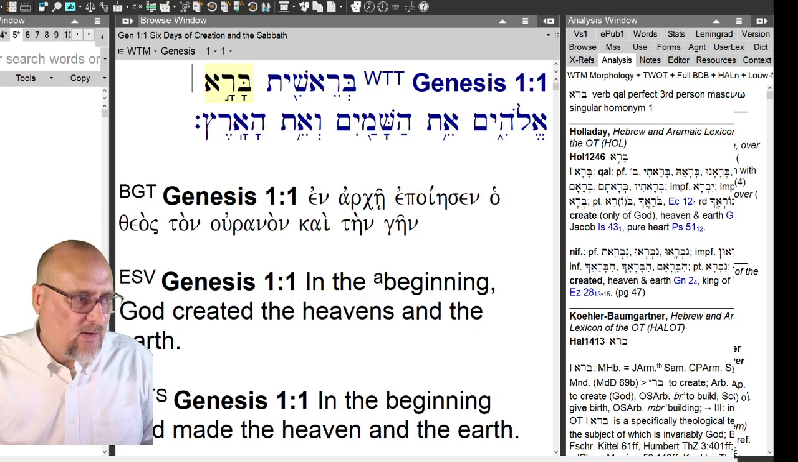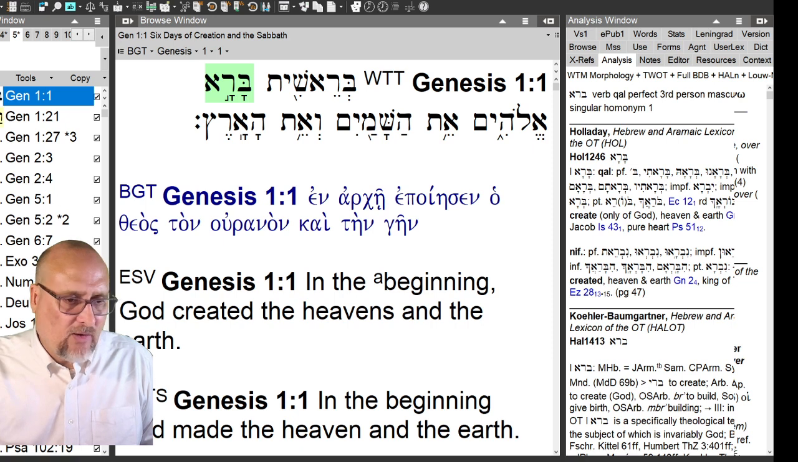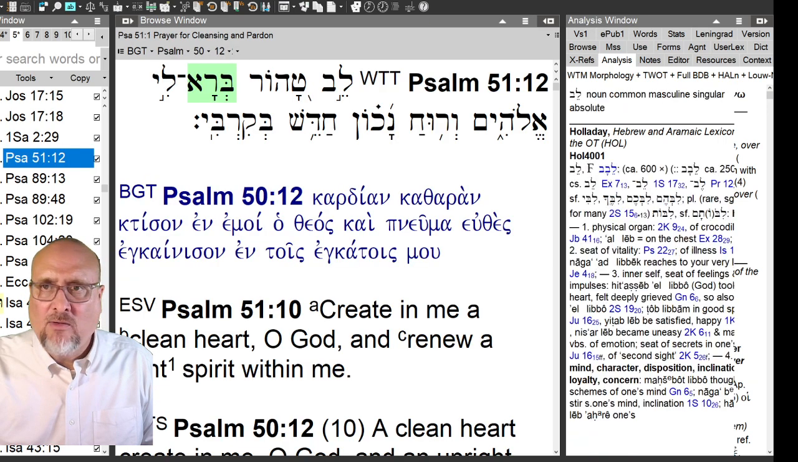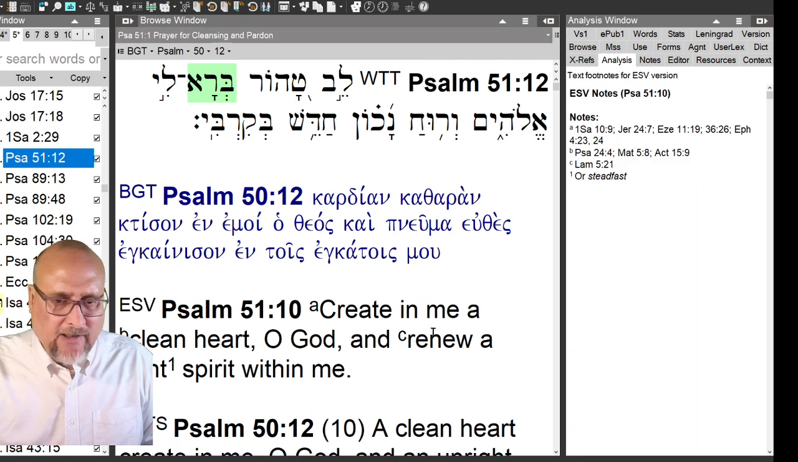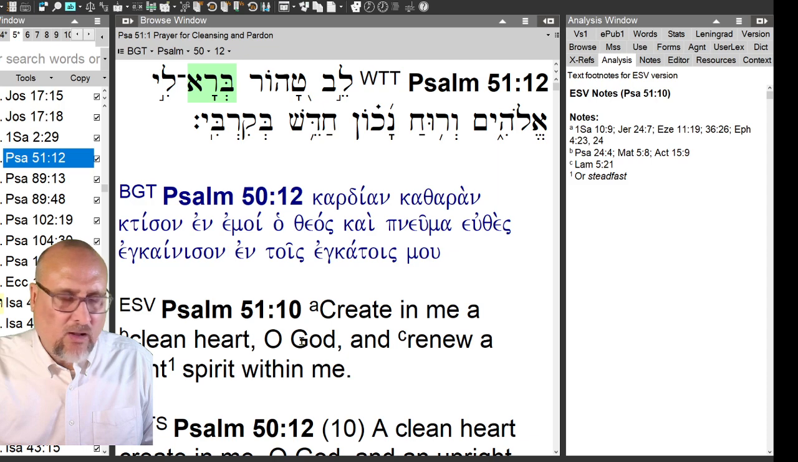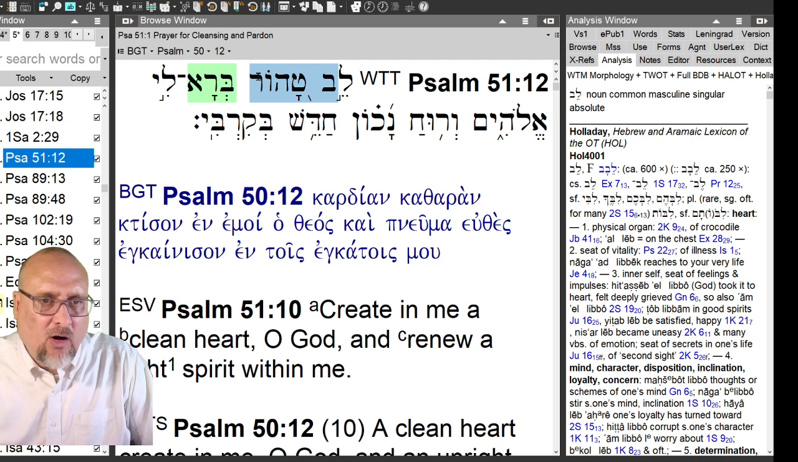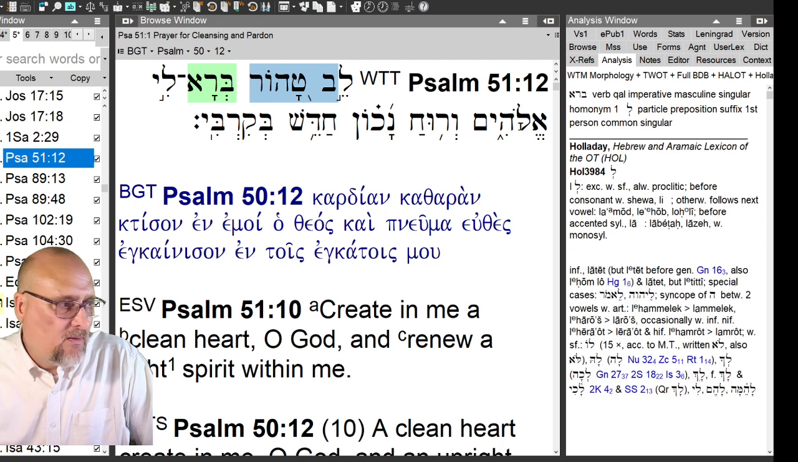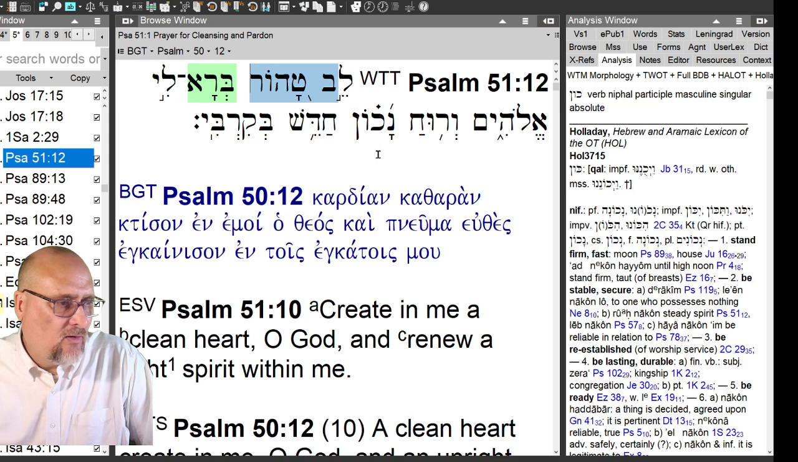The most interesting one to me, and this is something really practical, if you go to Psalm 51:12, create in me a clean heart, O Elohim, a pure heart. Create for me, O Elohim. Do you know what this passage is? Psalm 51?